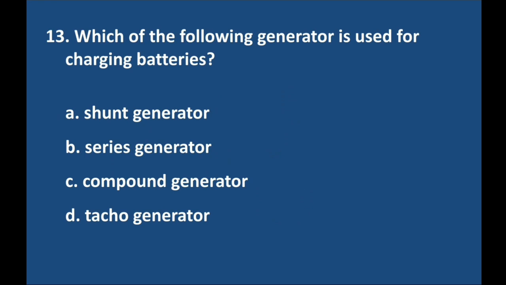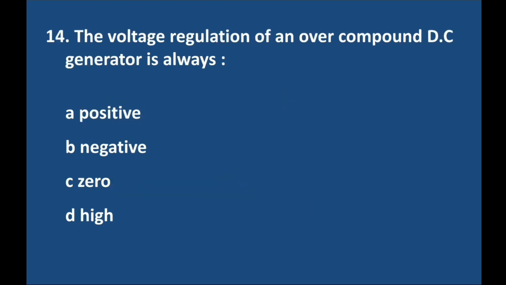Question number 13. Which of the following generator is used for charging batteries? Answer is option A, shunt generator. Question number 14. The voltage regulation of an over-compounded DC generator is always. Answer is option B, negative.